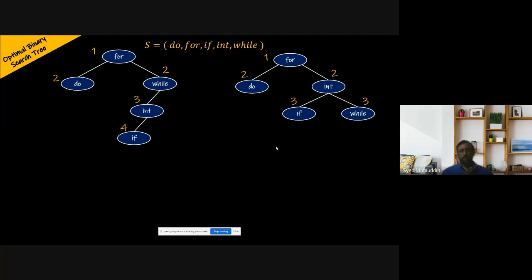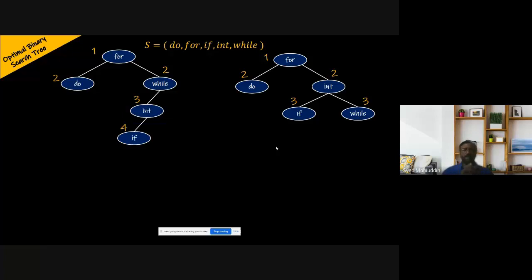Now here, you see that for a given set of elements, there can be any number of binary search trees. On the left side, there is a binary search tree which has for as the root, do as its left child, and 3 nodes as its right subtree. Then on the right side, there is another tree with the same 5 elements, but the structure of the tree is different. It all depends upon the height. So both of these are binary trees.